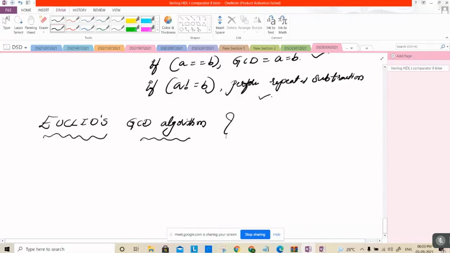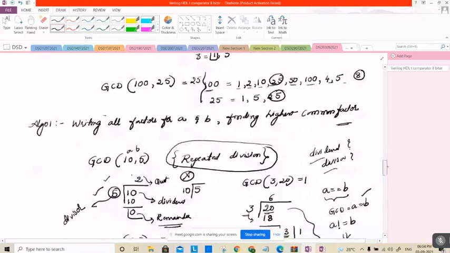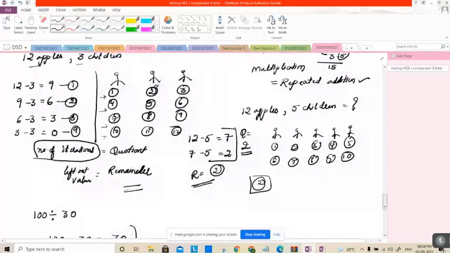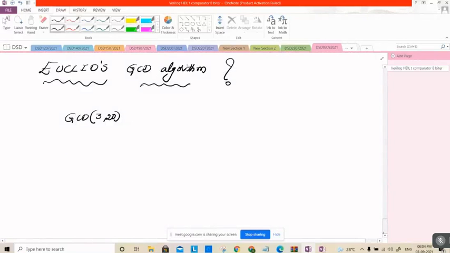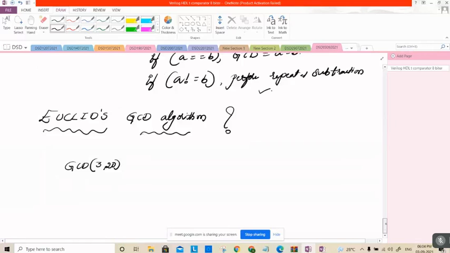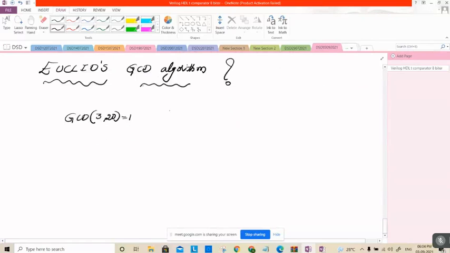Now, what is this Euclid's GCD algorithm? Take the GCD of 3 comma 20. What is the answer for this? What is the GCD of 3 comma 20? 3, yeah. One. Right, it is only one. Now, Euclid's algorithm says, assume two variables, A comma B. So A is nothing but 3 and B is equal to 20.